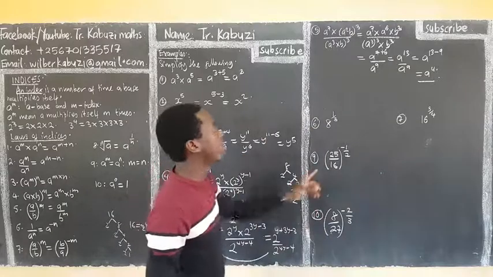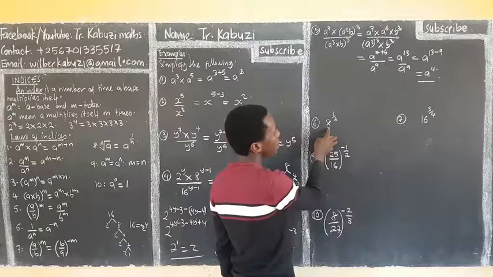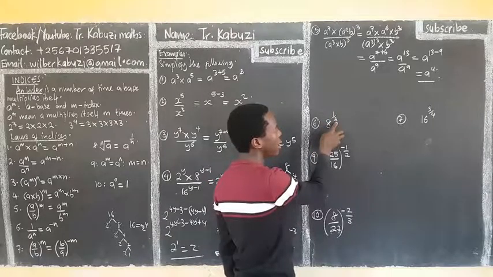When you come down to these ones, they are very easy. How? You look out for this. You look out for this 1 over 3.